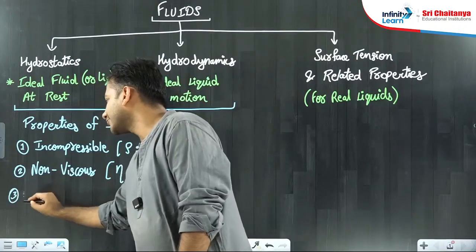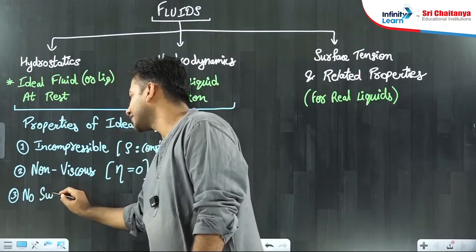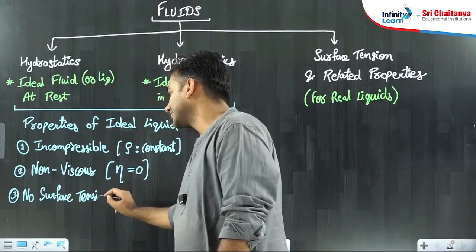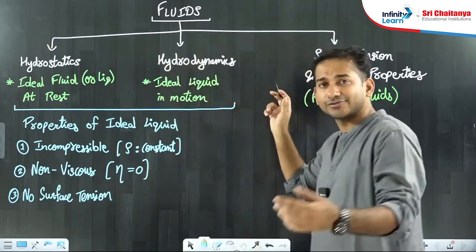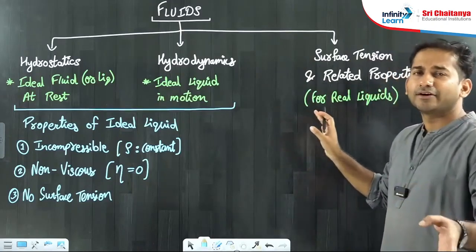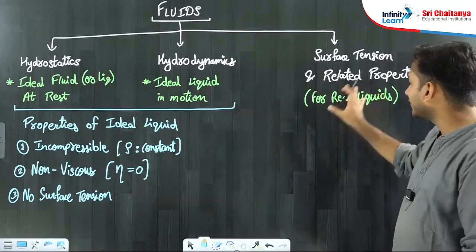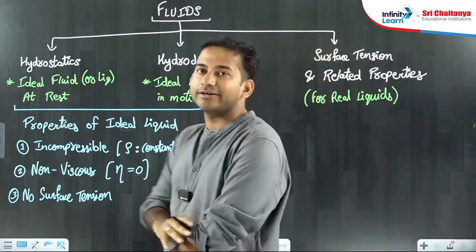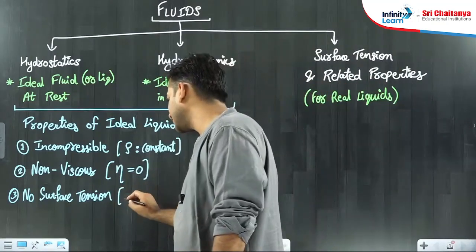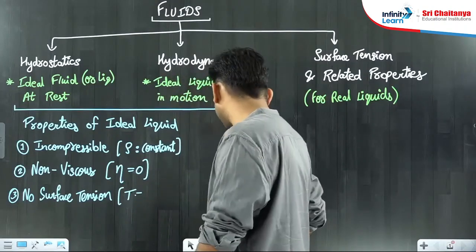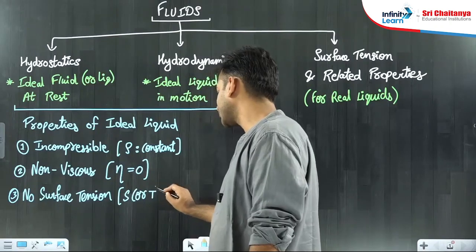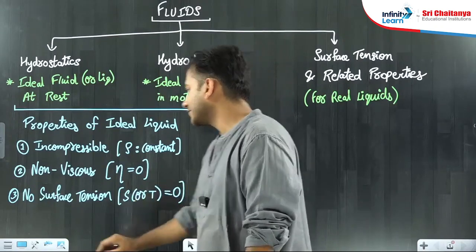Number three, no surface tension. Surface tension is also not there. But sir, you have kept the heading of surface tension. That's what I'm saying, surface tension related properties, excess pressure, viscosity, everything will come under the category of real liquids. These properties are not valid for ideal liquid. So no surface tension means surface tension T or S, we denote the surface tension with either S or T, that is going to be zero.